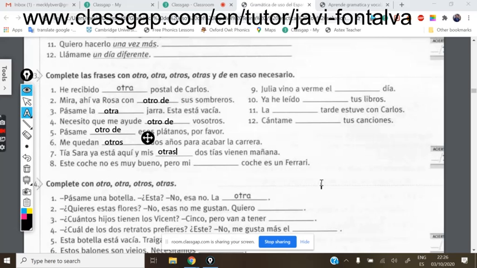When are you going to finish? Mañana, mañana. It's always tomorrow. It's like Shakespeare: tomorrow, tomorrow, and tomorrow. Mañana is also the morning.